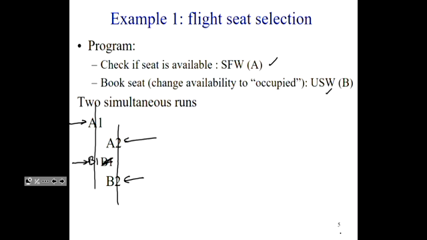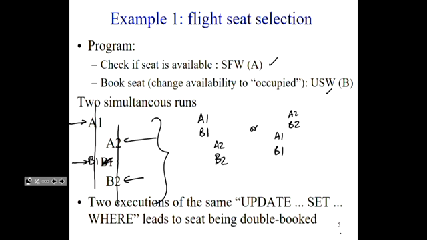You don't want that to happen, right? So in some sense, what you want to happen ideally is for A1 and B1 to happen before A2 and B2, or A2 and B2 to happen before A1 and B1, right? This form of interleaved execution will lead to issues because you have an overbooking problem with multiple individuals assigned the same seat, and you know how well that went out for United, right? So you don't want that to happen. You don't want the same seat to be assigned to two individuals, okay? So you have two executions of the same update set where statement leading to a seat being double booked. You don't want that to happen.